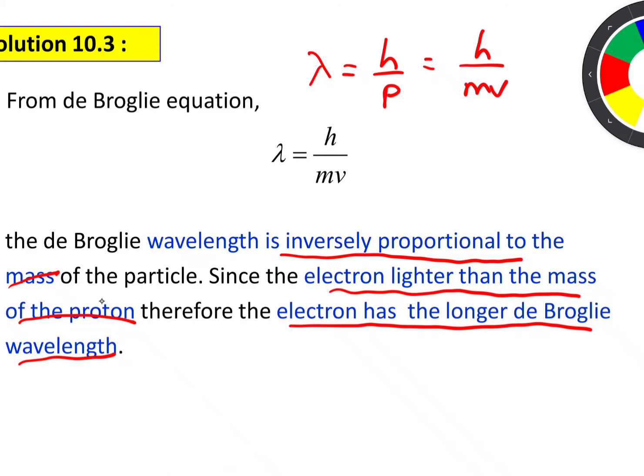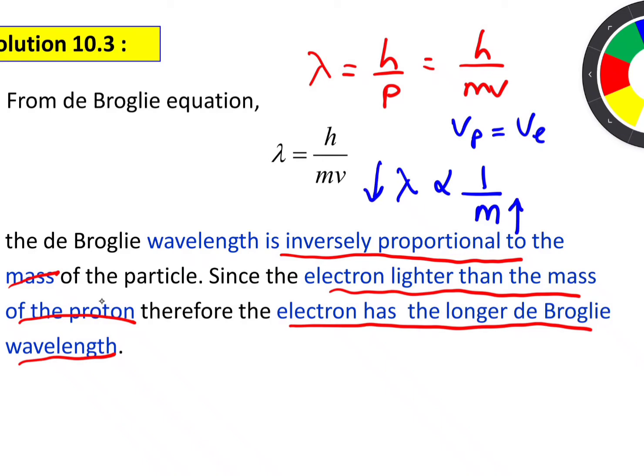Kalau H adalah constant, dan dia bagi tahu V of proton adalah sama dengan V elektron. So lambda kita akan berkadar songsang dengan mass. Kalau mass kita lagi berat, lambda kita akan jadi pendek, shorter. Kalau mass kita ringan, lambda akan jadi panjang.